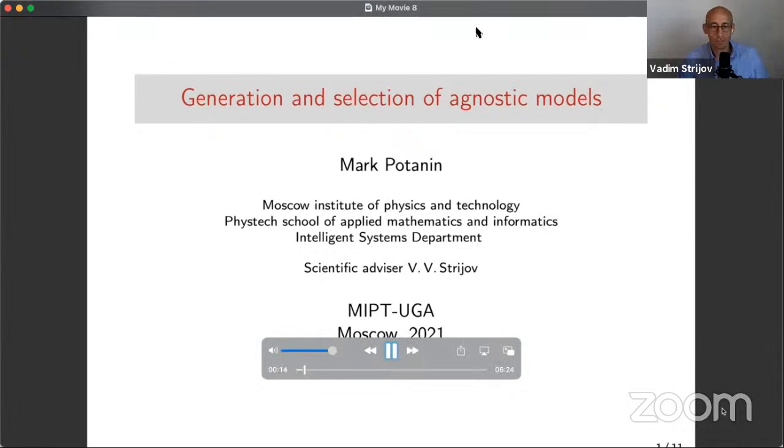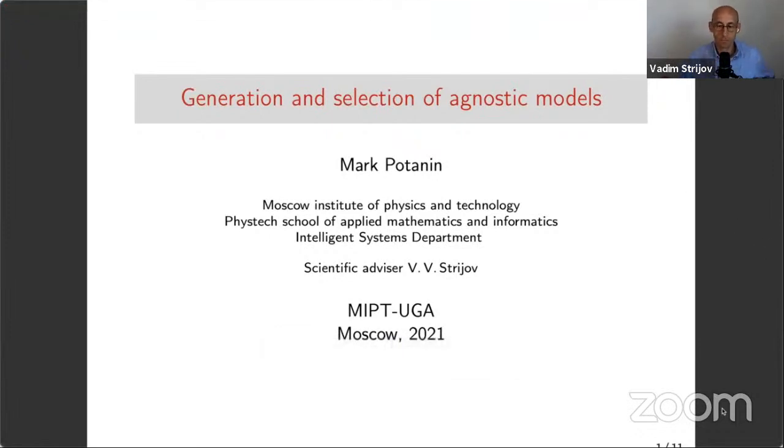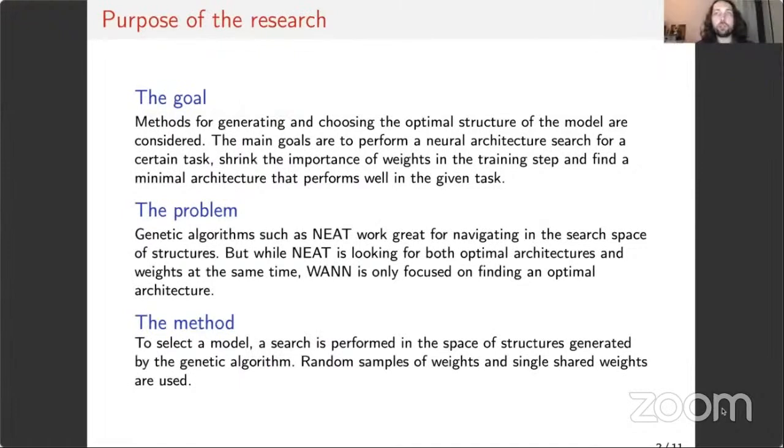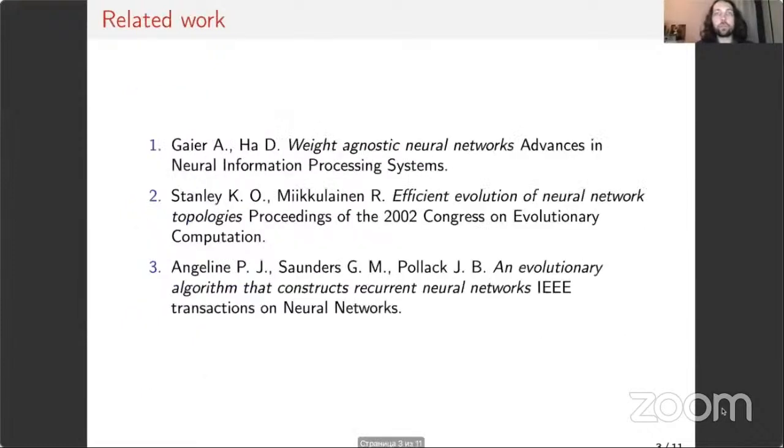Today I present to your attention my talk on the generation and selection of agnostic models. The purpose of this work is to study a method for generating and choosing the structure of neural networks that are weakly dependent on the weight parameters. There are genetic algorithms for searching neural network topologies, for example, MIPT. They are looking for both optimal structures and weights at the same time. In turn, the VAN algorithm, which we will talk about today, is focused only on finding the architecture of the neural network. This slide provides links to related works.